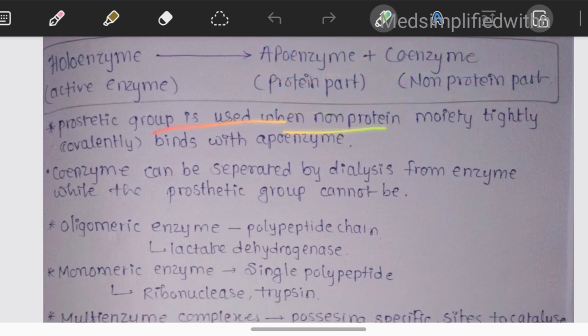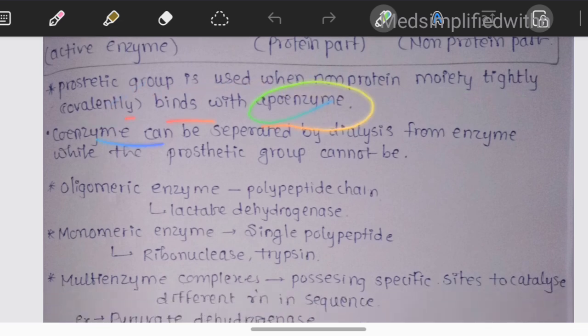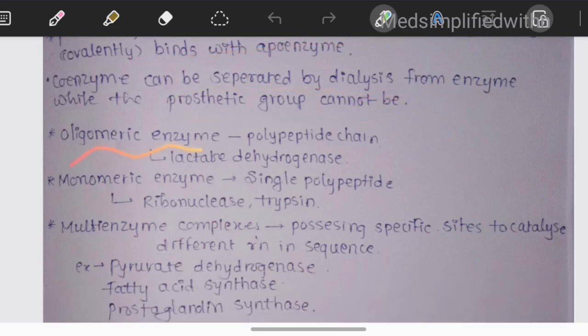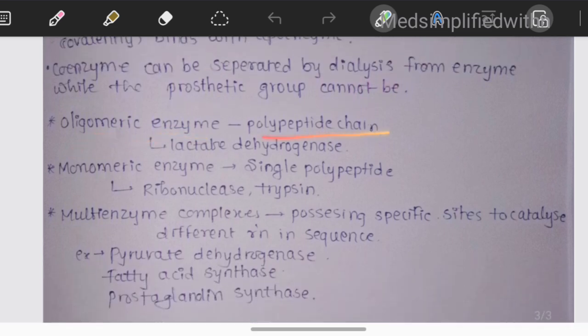Prosthetic group is used when the non-protein moiety is tightly, meaning covalently, bound to the apoenzyme. Coenzyme can be separated from the enzyme by dialysis, while the prosthetic group cannot be, because it is tightly bound to the apoenzyme. Oligomeric enzymes have more than one polypeptide chain, an example is lactate dehydrogenase.